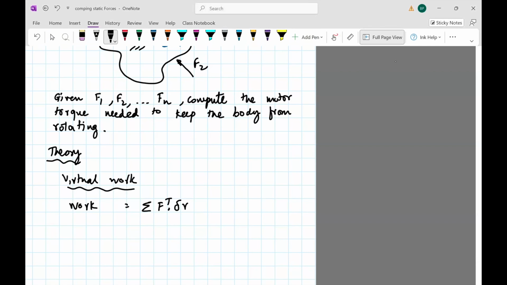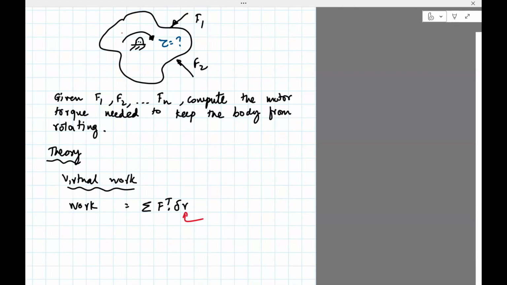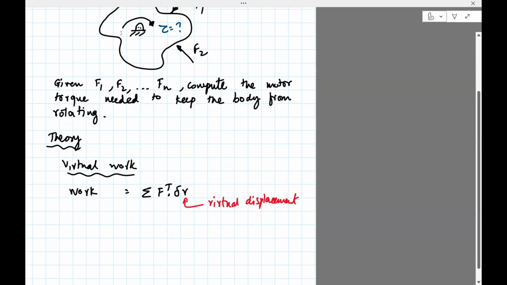Okay, so dr is the displacement. That is a virtual displacement. It's not real, and eventually it will not even appear in the equations. The reason why I wrote F transpose dr is because when we write any vector here, we're going to assume it's n cross 1. So it's 2 cross 1 because we're looking at planar motion.